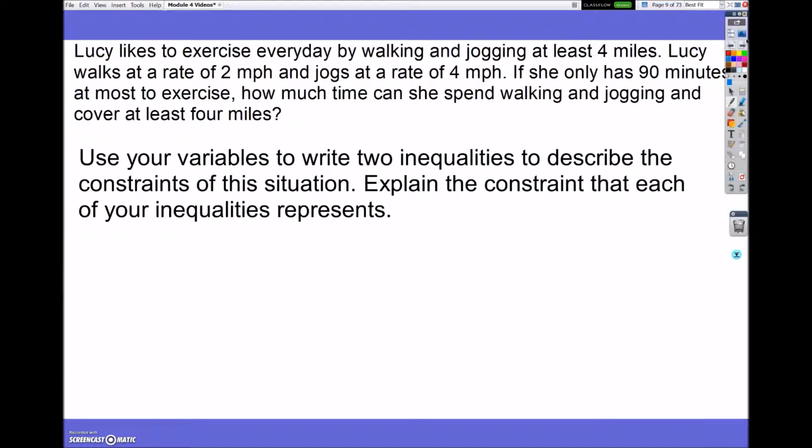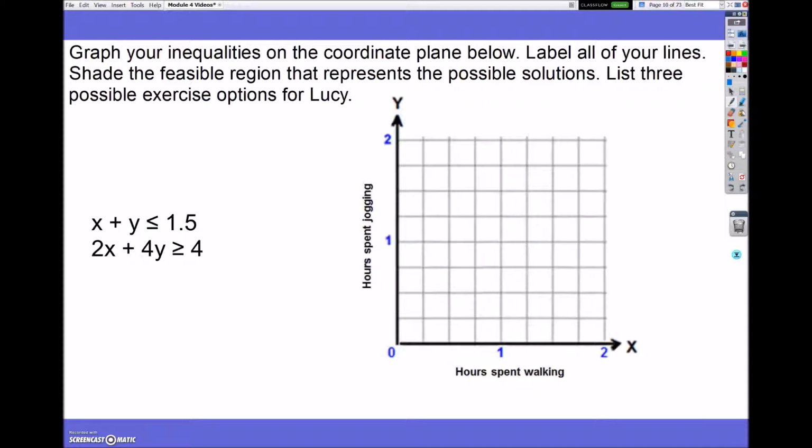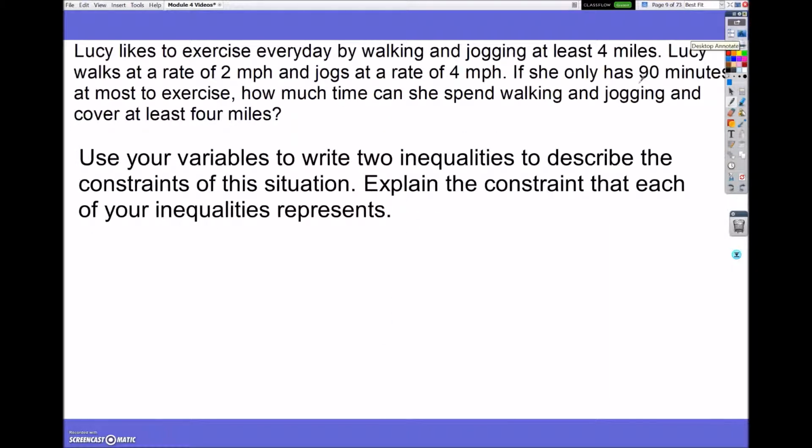So what this is saying is, first off, let's focus on time. If you look at my graph on the next slide, they already gave us a graph, and this is hours spent walking and hours spent jogging, and it gives us 90 minutes. So first we have to convert that to hours. So 90 minutes is 1.5 hours.